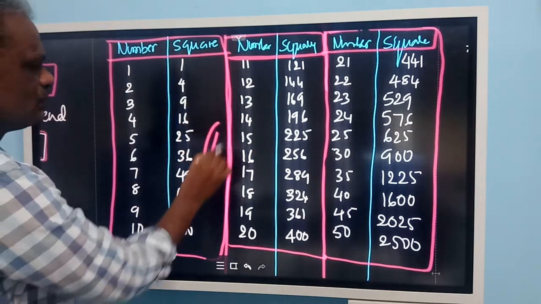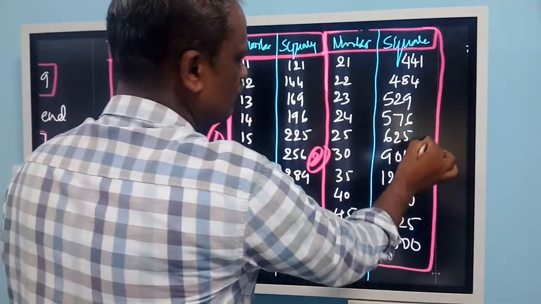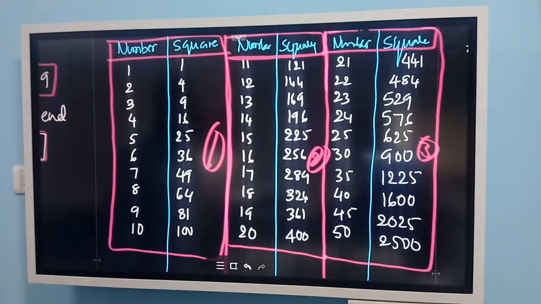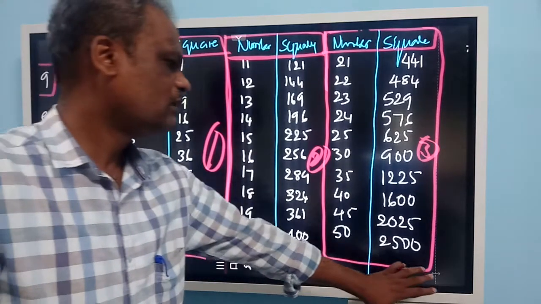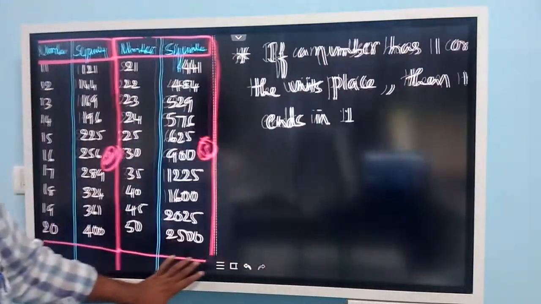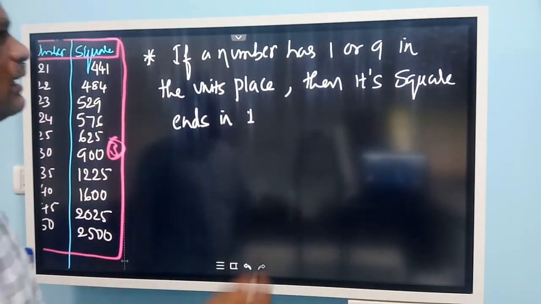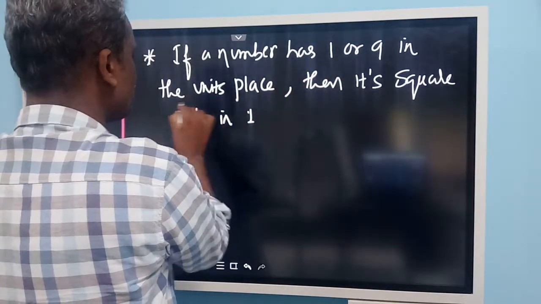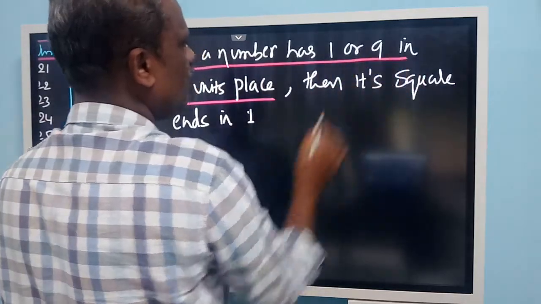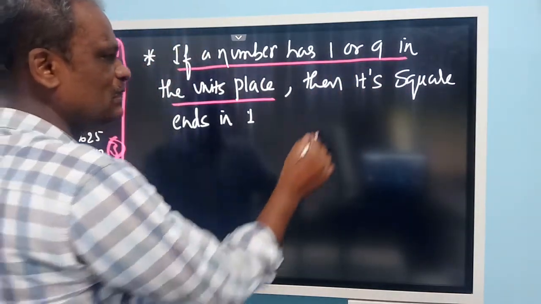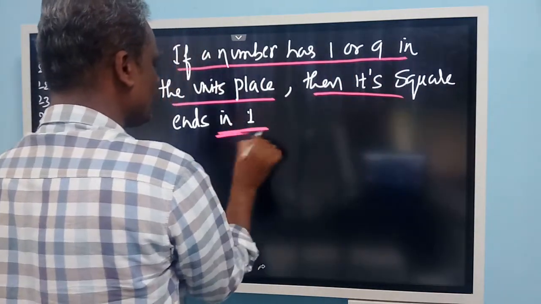First set here, then another set here. We have taken some examples here. Observe these numbers and look at this property. If a number has 1 or 9 in the units place, then its square always ends with 1.